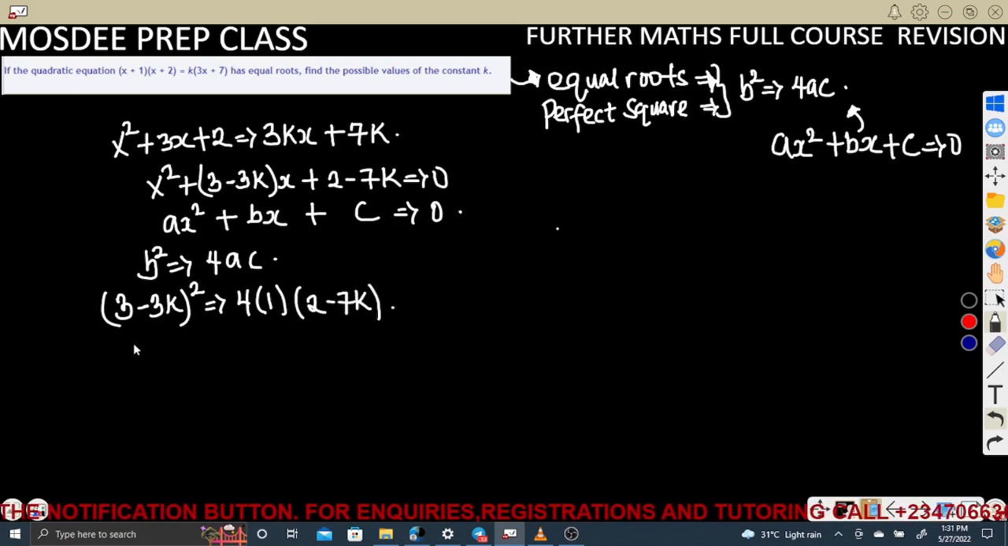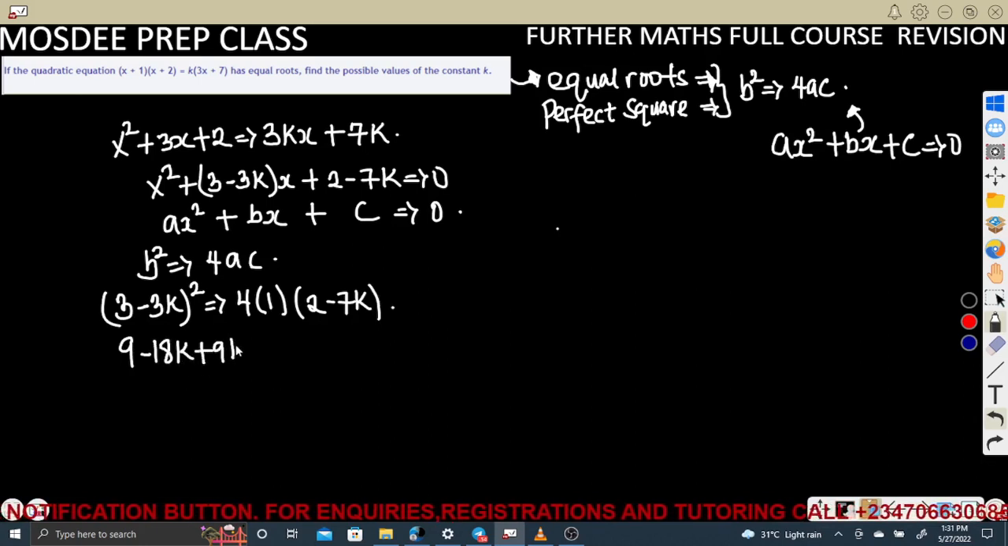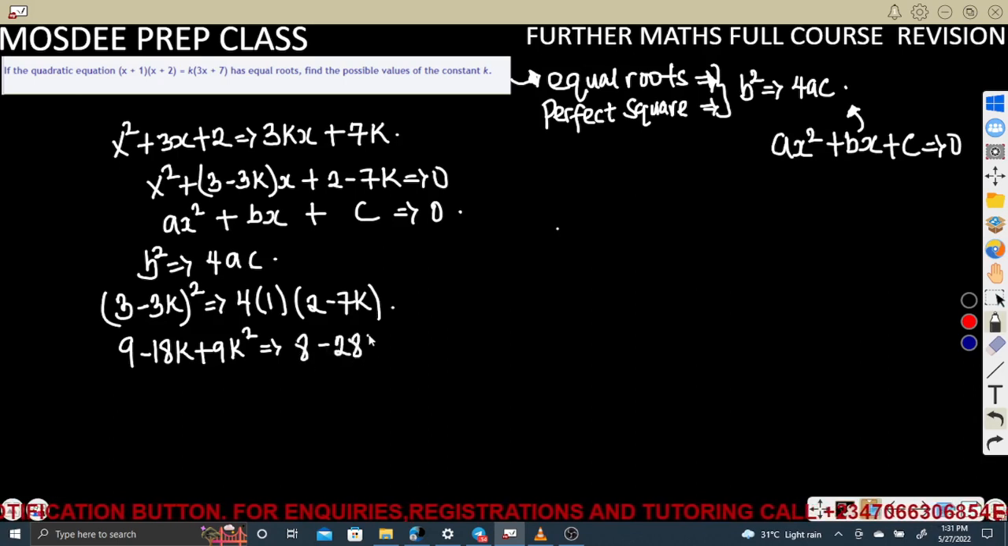So on substitution, when you expand this, this should give us 9 minus 18k plus 9k squared. I hope students can do that. So 4 times 2 is 8 minus 28k. So that is 8 minus 28k.